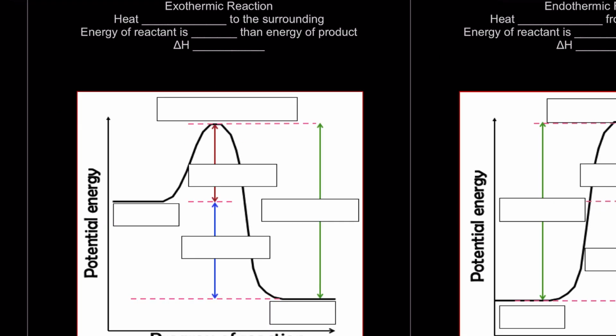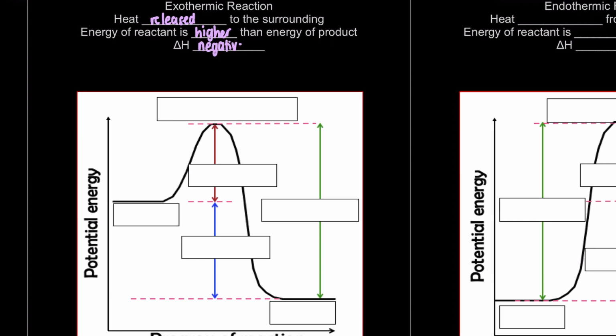So let's look at the exothermic reaction. Exothermic is when heat is released to the surrounding. So when heat is released to the surrounding, or there is heat loss, the energy of the product will be lower than the energy of the reactant. For this case here, the energy of the reactant is higher than the energy of the product. So for the exothermic reaction, the delta H is negative.